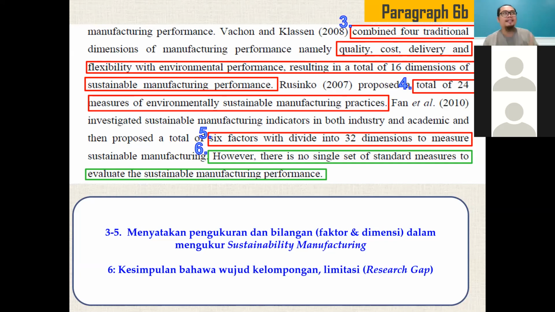But the point is, however, after they covered the previous studies related to their study, they give the argument and conclude: however, there is no single set standard measure to evaluate sustainable manufacturing performance. And again, when you write this statement in the research background, the panel will be confused, because this statement should be written in the problem statement.